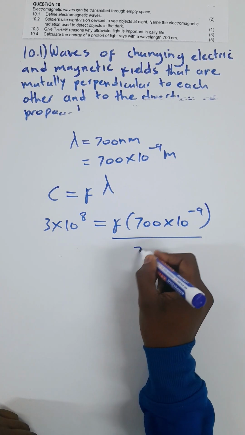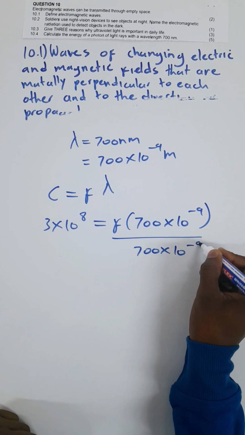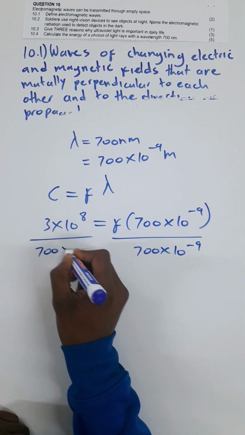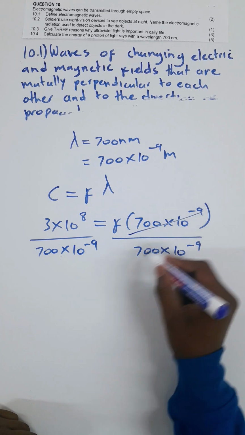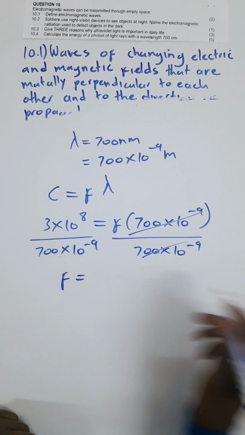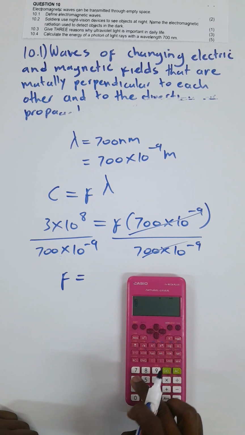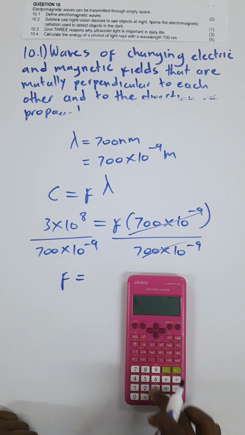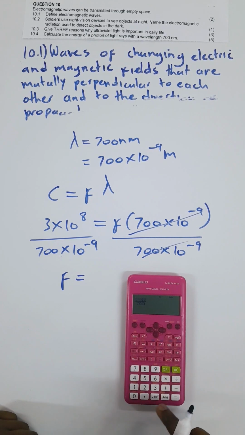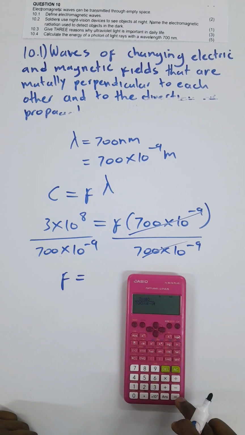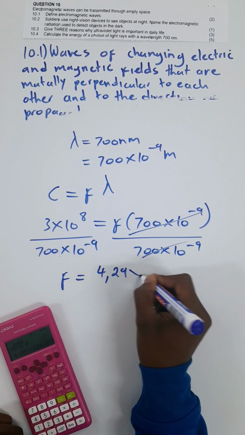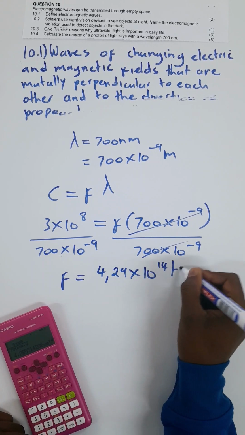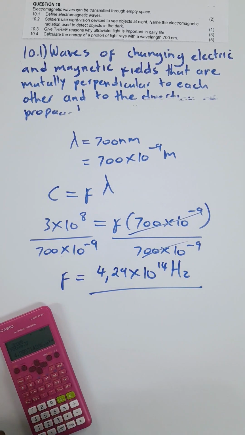To solve, divide by 700 multiplied by 10 to the power of negative 9 on both sides, and it will cancel over here. The frequency will be equal to 3 multiplied by 10 to the power of 8 divided by 700 multiplied by 10 to the power of negative 9, and our answer would be 7,29 multiplied by 10 to the power of 14 hertz, just in case the question says calculate the frequency. Okay.